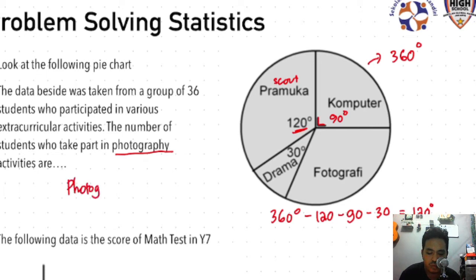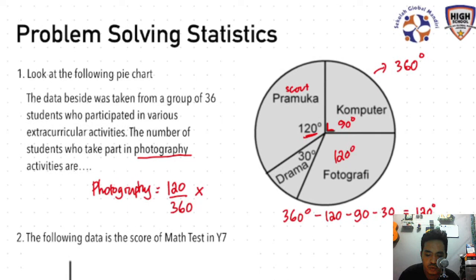Now we can use this concept to find the photography. So photography is the degree of photography itself, which is 120, divided by the total degree of a circle, 360. Then we can multiply by the number of total students. We know that the number of total students is 36 over here. Then we just multiply by 36.